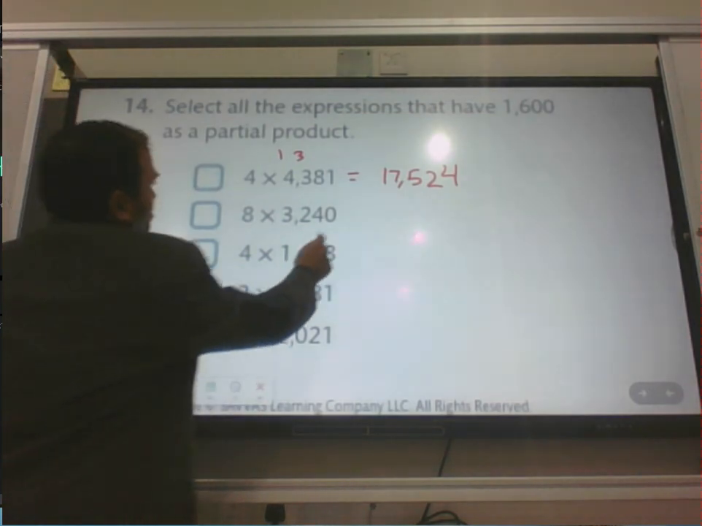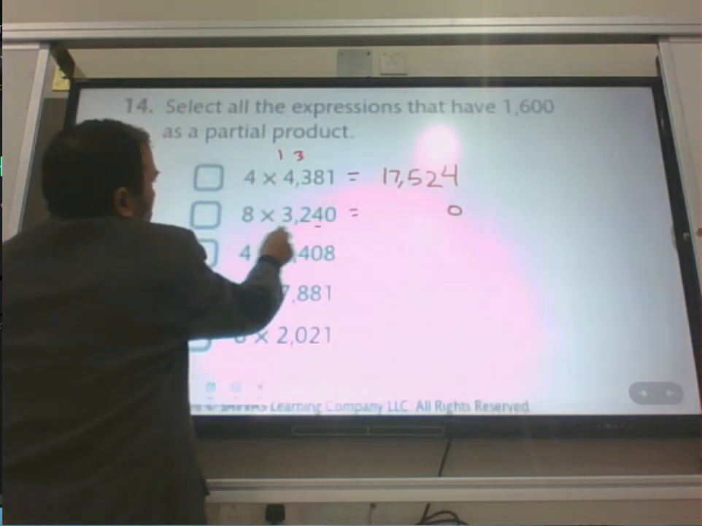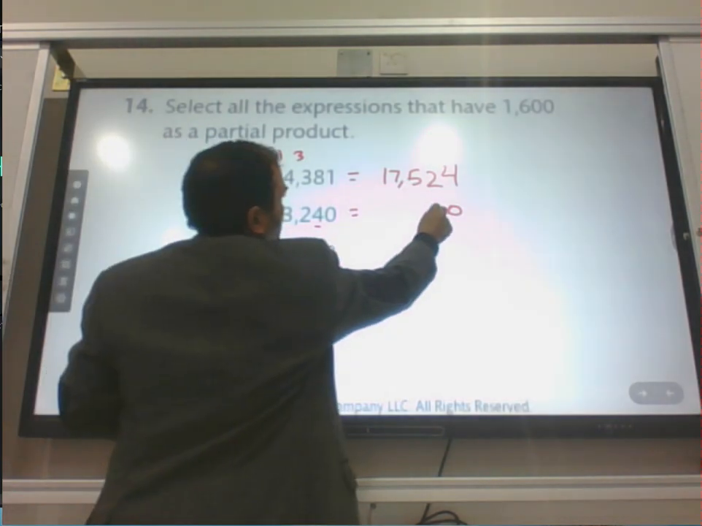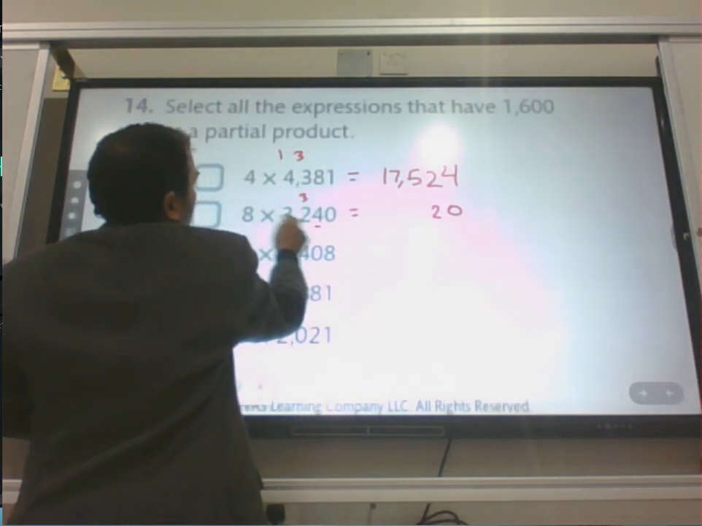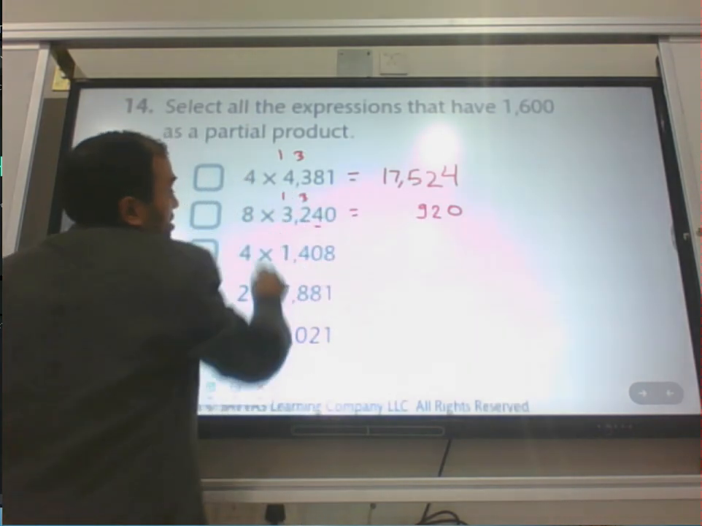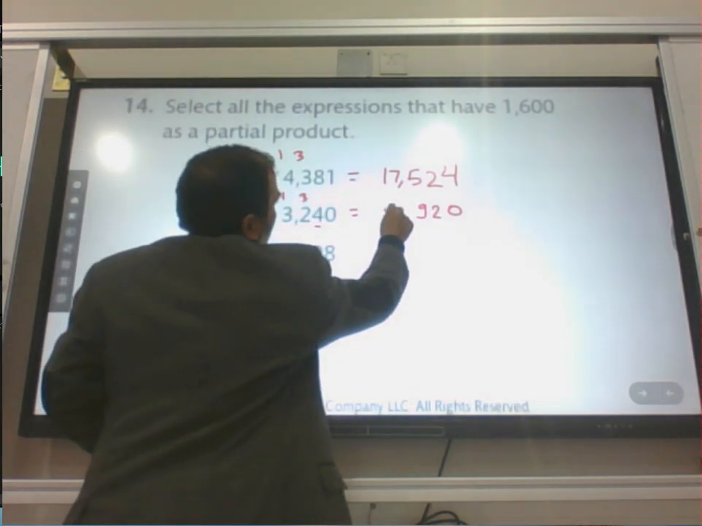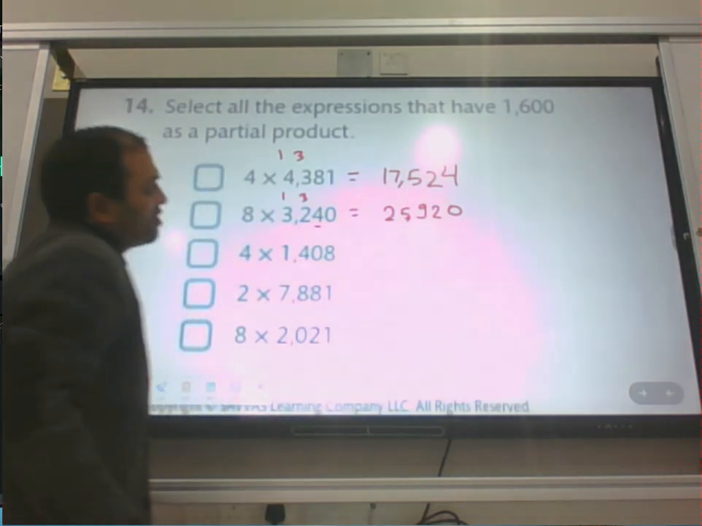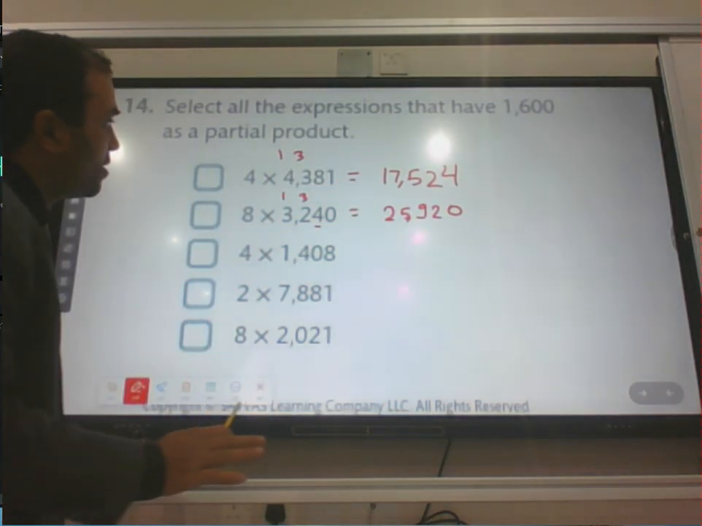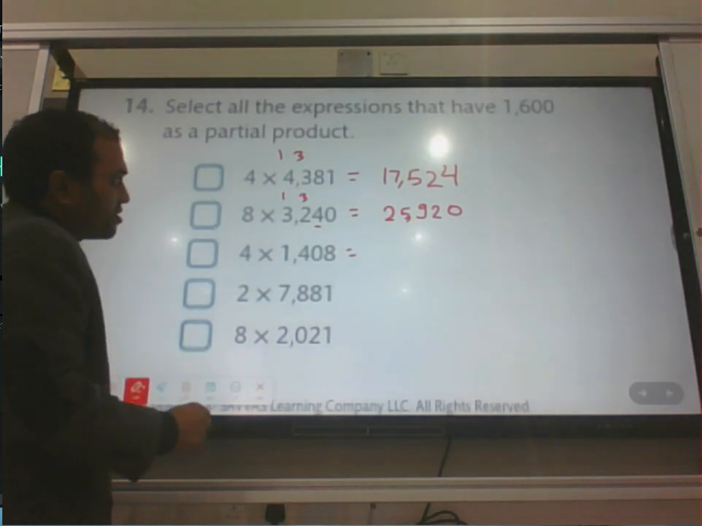Next question. 8 times 0 equals 0. And 8 times 4 is 32. Write 2 and carry 3. 2 times 8 is 16 plus 3 equals 19. 9 and carry 1. 3 times 8 is 24. 24 plus 1 equals 25. So the result will be 25,920. Next question. 4 times 8 equals 32.